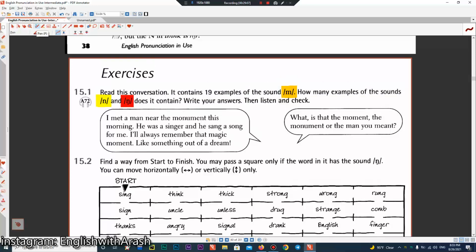Okay, so for the me sound, let's see. I met a man near the monument this morning. He was a singer and he sang a song for me. I'll always remember that magic moment, like something out of a dream.